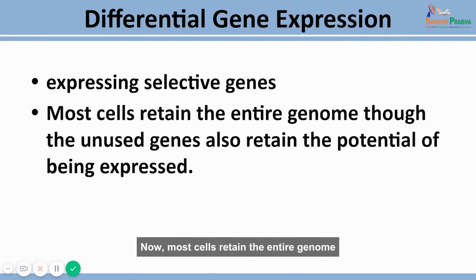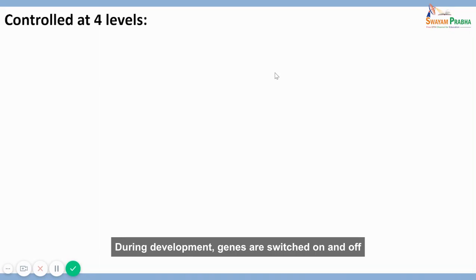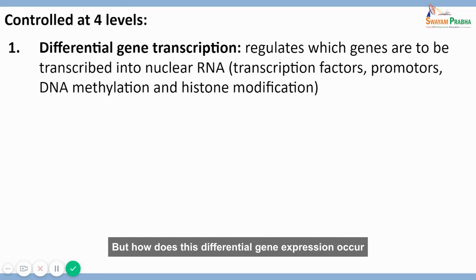Right? Now, most cells retain the entire genome, though the unused genes also retain the potential of being expressed. During development, genes are switched on and off at the right time and place for the formation of different gene products that govern the process of development. But how does this differential gene expression occur? The control of gene expression occurs at four sequential steps.